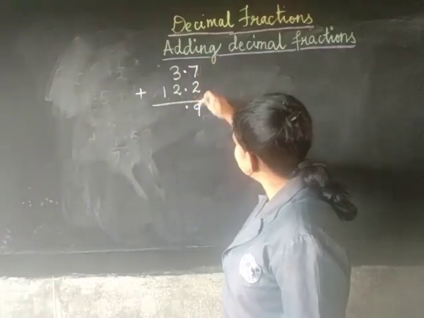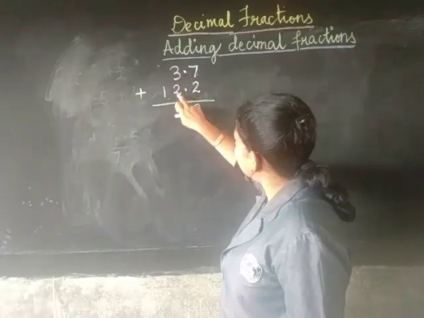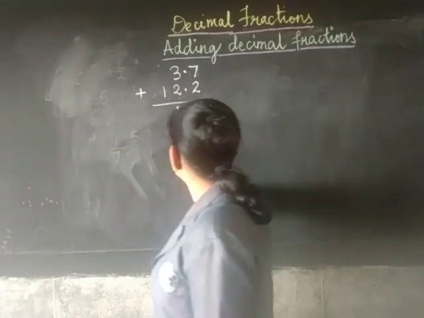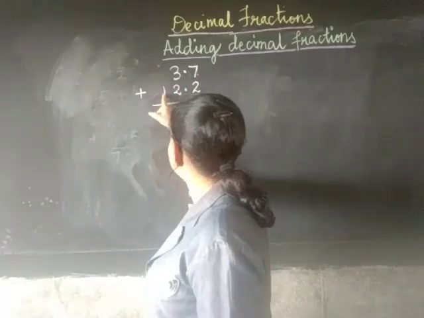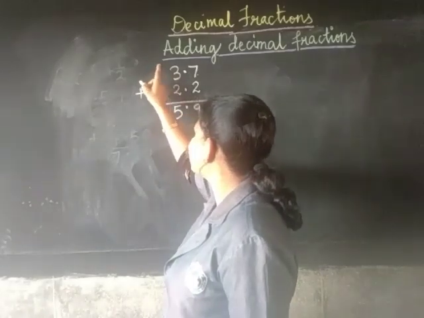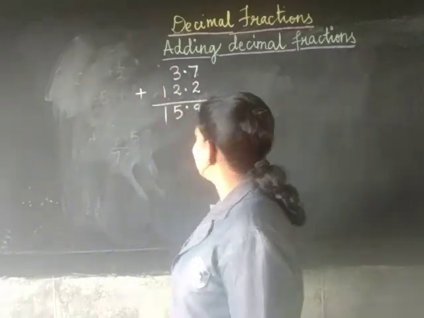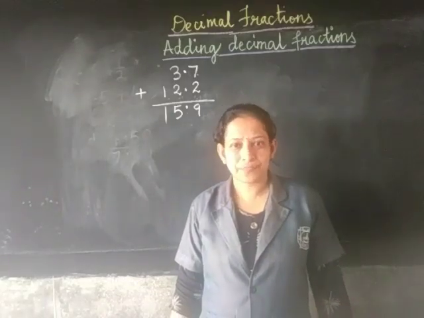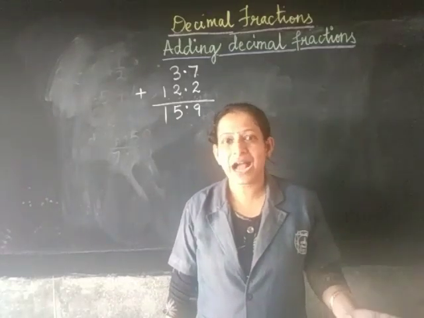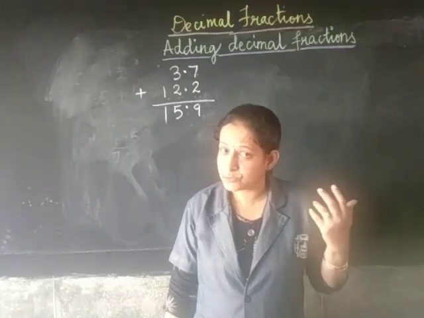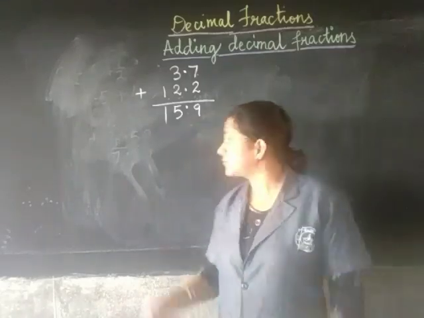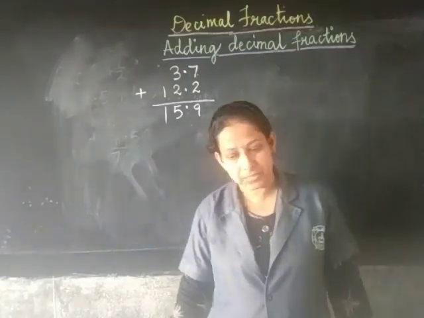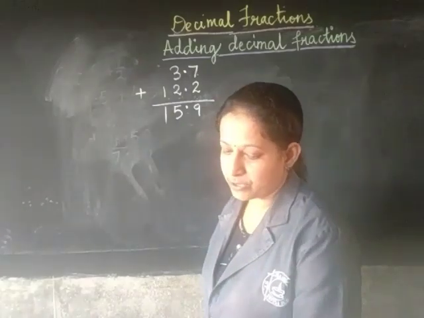Now here 7 plus 2 becomes 9 and 3 plus 2 is nothing but 5. Correct? And this one has nothing over here, that means 0. So 1 plus 0 becomes 1. So the answer is 15.9. Isn't it easy? Correct, no? The same way how you are adding whole numbers, same way you have to add even the decimal numbers. Let's take one more example, okay?